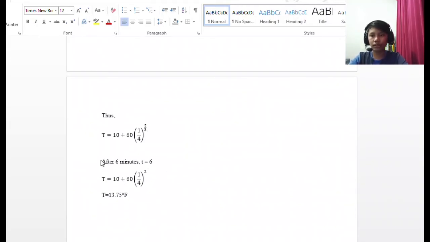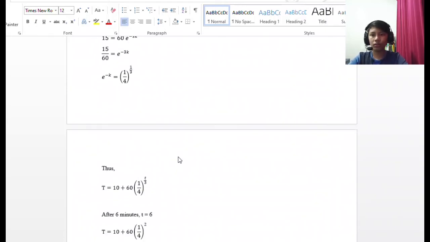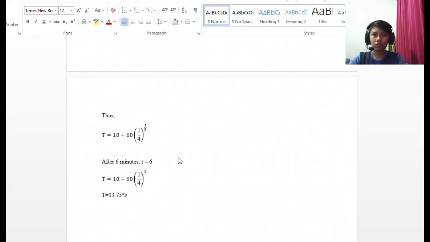So after 6 minutes, it will become t equals 6. So we substitute the value, T equals 10 plus 60 multiplied by (1 over 4) to the power of 2, and then we simplify this equation. It will become T equals 13.75 Fahrenheit. So this is our answer for this question. Thank you. That's all.